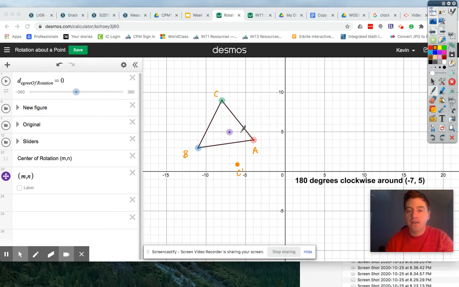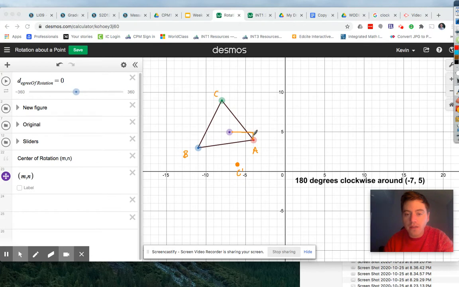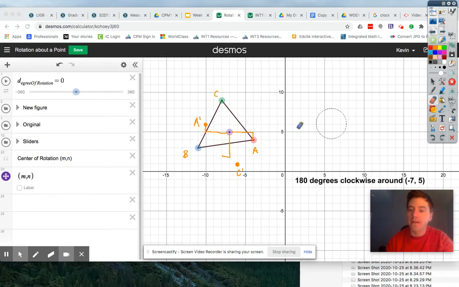Okay. So I'm going to do the same thing here. 1, 2, 3, and then 1. So 180 degrees will be 90 like this, and then 90 like this. So my new A prime must be right there. I'm going to get rid of my references and do the same thing with B.